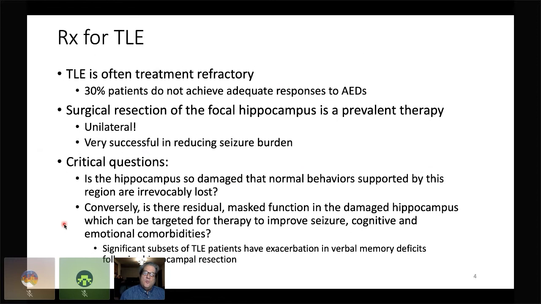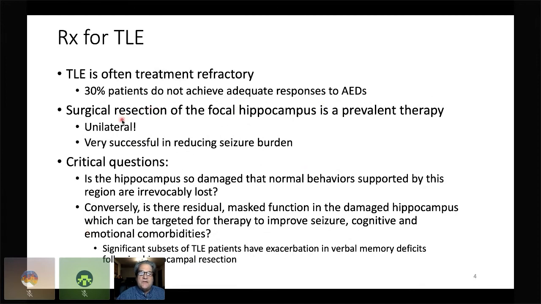But a possibility remains that there may be residual masked function in the damaged hippocampus, which can be targeted for therapy to improve seizures, cognition, and emotional comorbidities. That's one of the things we're assessing in this talk, and it's going to be the main focus of the talk.